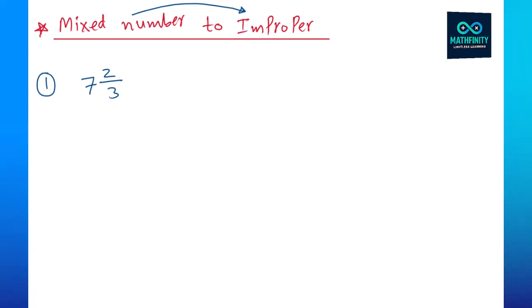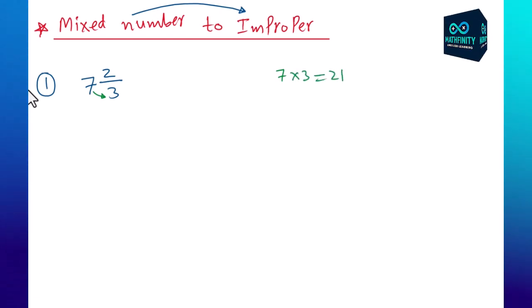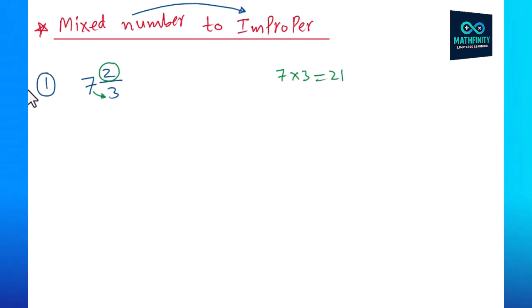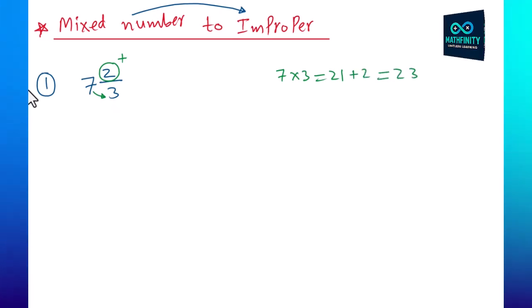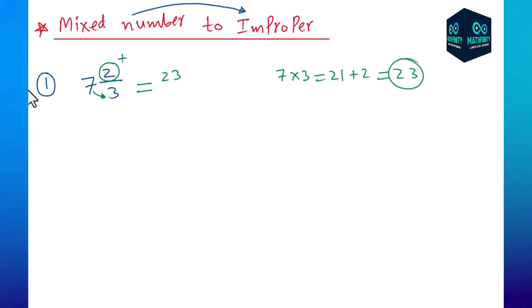So what is the process? First you have to multiply these two numbers. 7 times 3 will give you 21, and this number you have to add in the result. So 21 plus 2, it will be 23. How will you write this one? In the numerator you will write this answer 23 over the denominator, which we will not change. What is the denominator? 3.